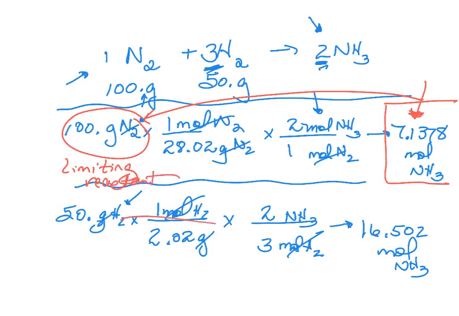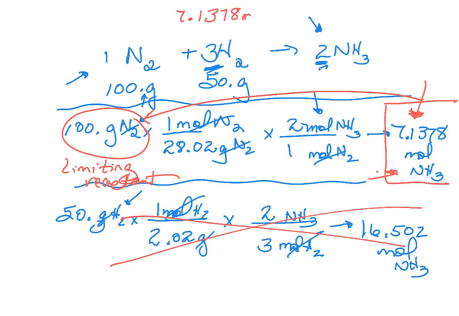And so that means from here on in, don't use anything to do with the excess reactant, okay? Don't do anything with it. So now if the problem had asked for how many moles of NH3 can be made, that would be your answer, but typically it'll ask for grams. And so once you have the limiting reactant, you would go ahead and do one more calculation to get grams.